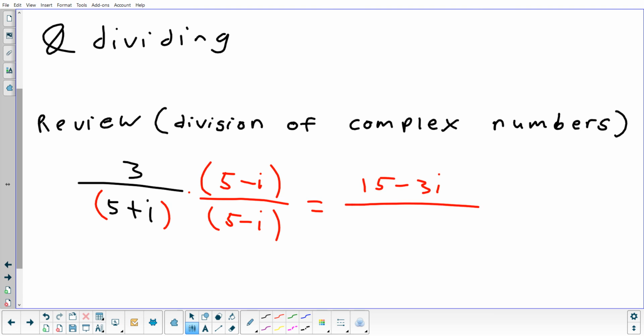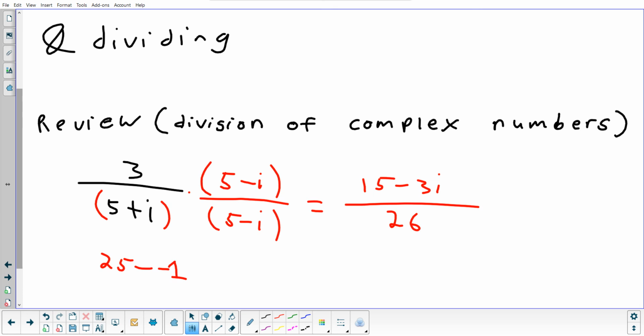And in the bottom, if you remember when you FOIL it, there's a trick here. The imaginary part is going to cancel, and you're going to be left with 26 in the bottom. If you FOIL it all out, you'll see that's what happens. It's 25 minus 5i plus 5i minus i squared. But remember, i squared is what number? It's negative 1. So if you do a minus i squared, you're doing a minus negative 1. So the bottom ends up being 26.